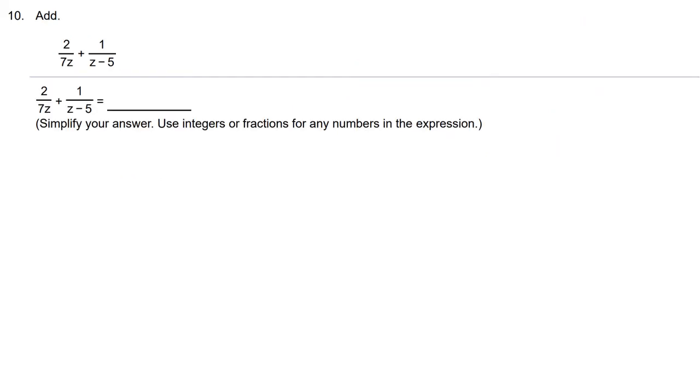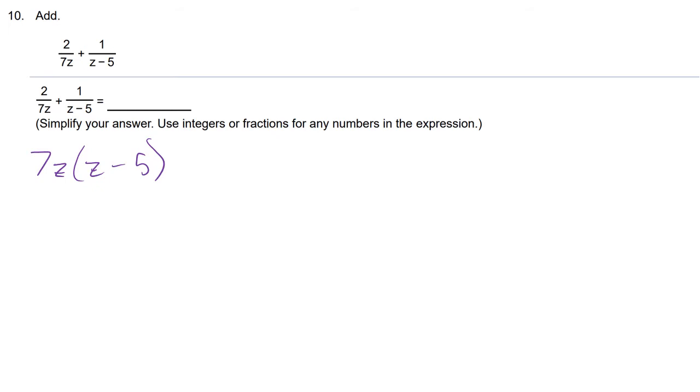All right, this one asks us to add these two, but the catch is that the denominators are not the same. And before you can add or subtract fractions, the denominators have to be the same. And so what we're going to do is first get a common denominator. Now, this one is pretty much already factored. The LCD is going to be 7z times z minus 5. It's got to have both of those, all those pieces need to be in the denominator.